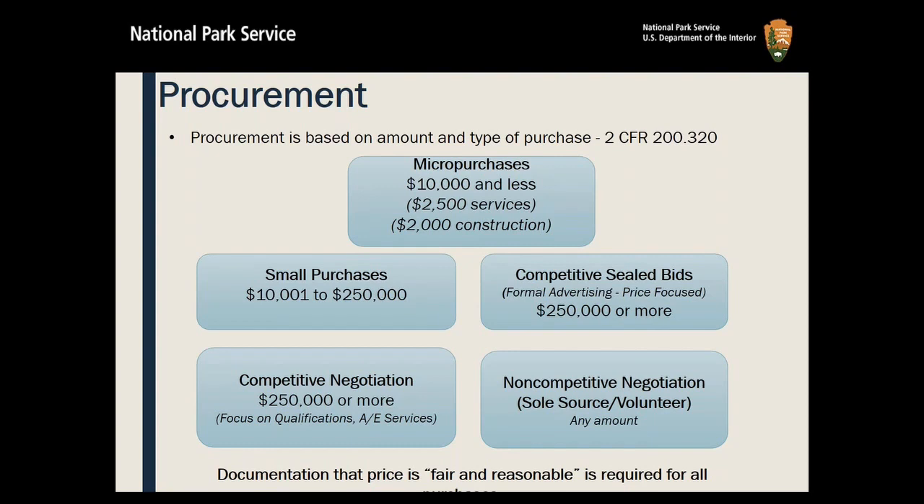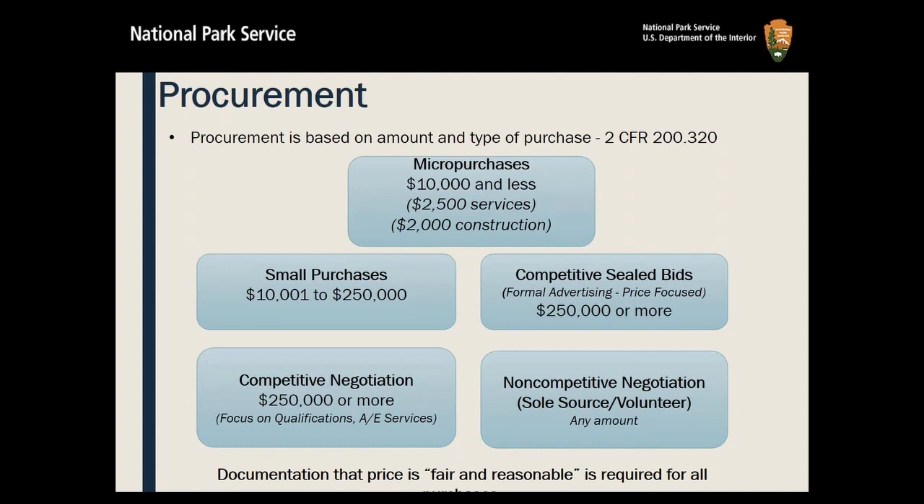Competitive sealed bids are for $250,000 or more, and they require formal advertising. And these are price focused. So if you are bidding out some kind of work and you get 3 bids back and one is $10,000 lower, that is going to be the price, that's going to be the bid that you select.